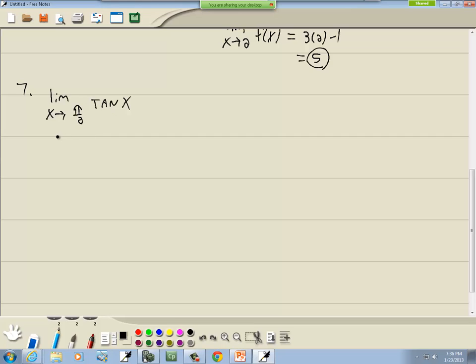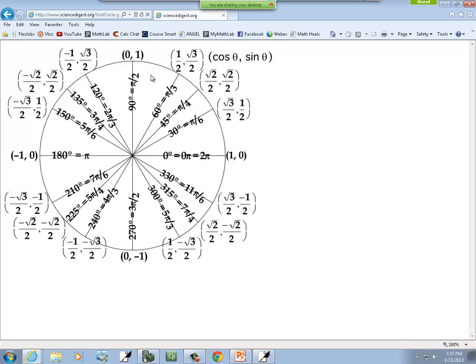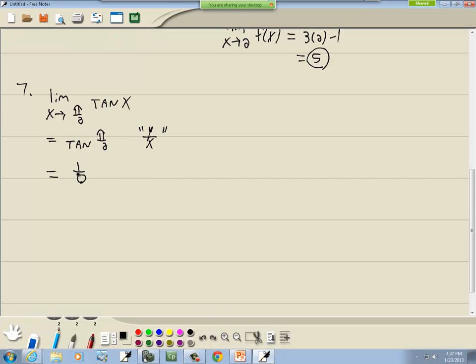Okay, well, first thing we try to do when finding a limit is just plug the number in and see if that works. So let's try that. This is tangent pi over 2. We're not saying it's going to work, but we're going to try it. Now remember, your tangent on your unit circle is y over x. Now at pi over 2, y is 1, and x is 0. So that would give us 1 over 0. So this is actually undefined. So the limit does not exist.